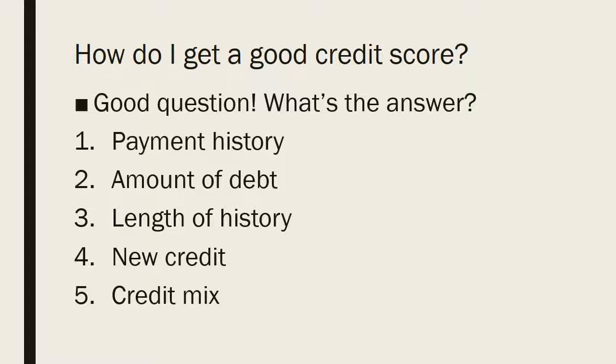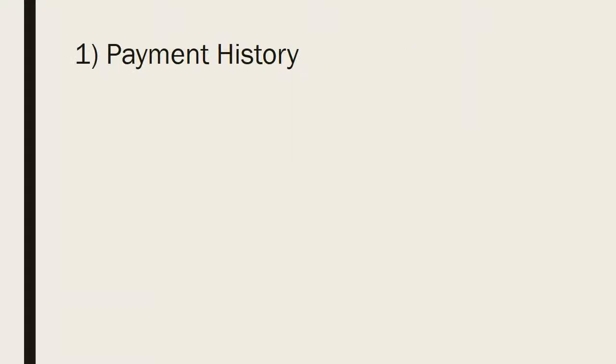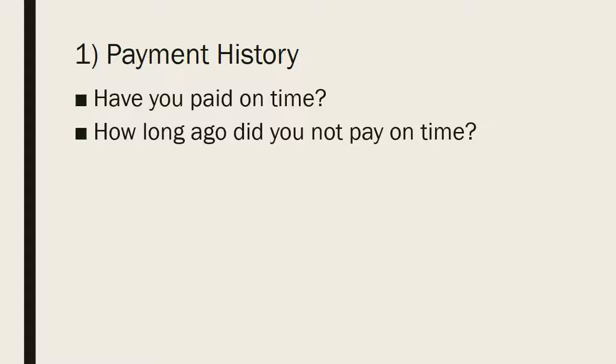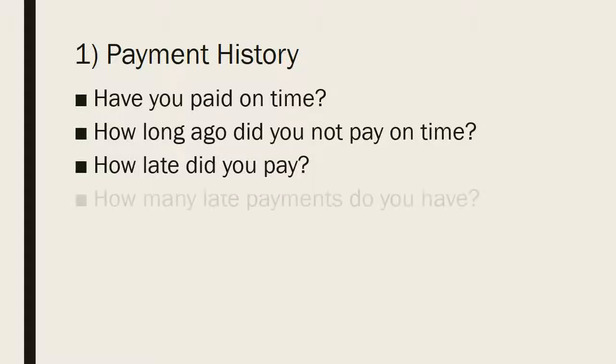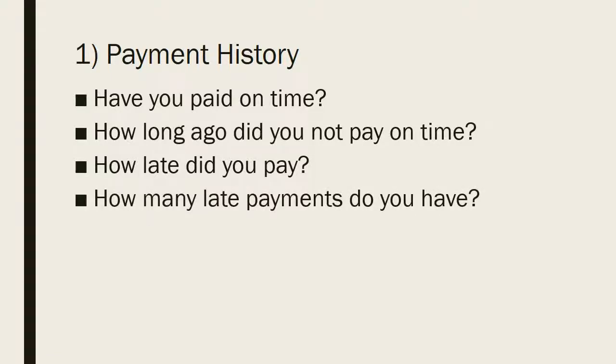And finally, credit mix. What's the balance of money that you owe across the different types of loans that are out there? Now, your payment history simply steps through a series of questions. For example, have you paid on time, yes or no? Assuming no, how long ago did you not pay on time? Was this last month or was it 5 years ago? Then there's how late did you pay? Was it 30 days late or was it 90 days late? So how many late payments do you have? Did it happen once, or did it happen every single month, or does it happen 2 or 3 times a year? Finally, how much did you owe on that late payment?